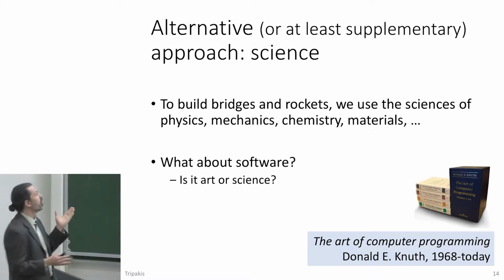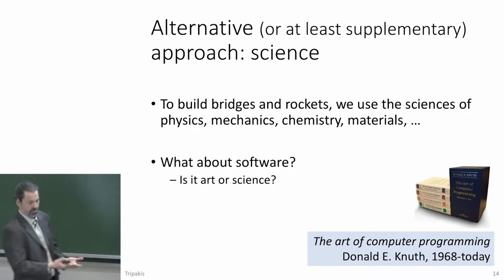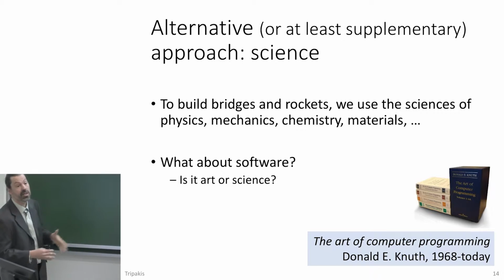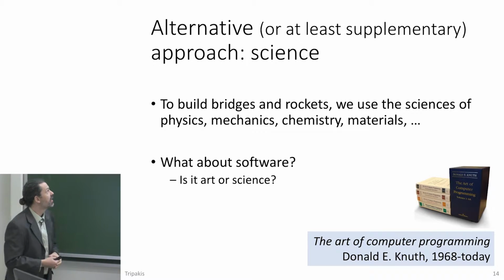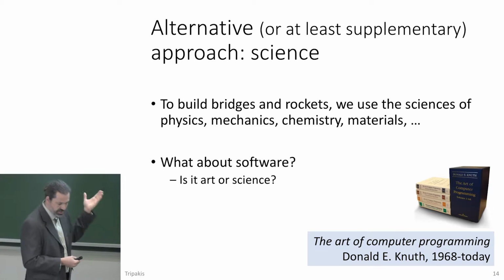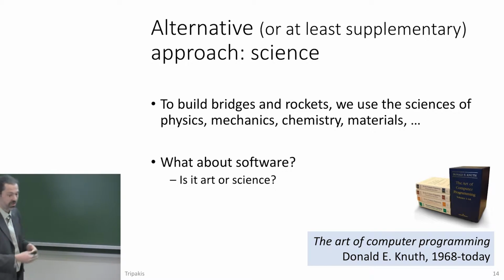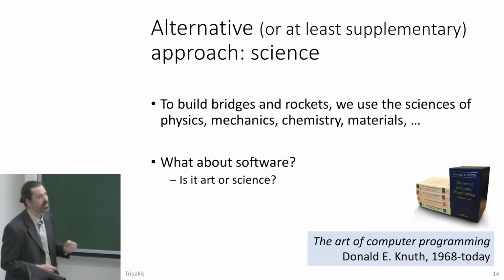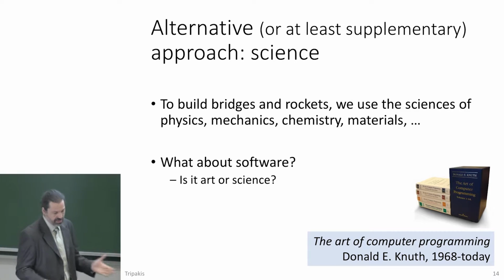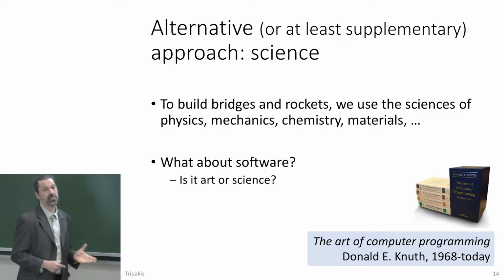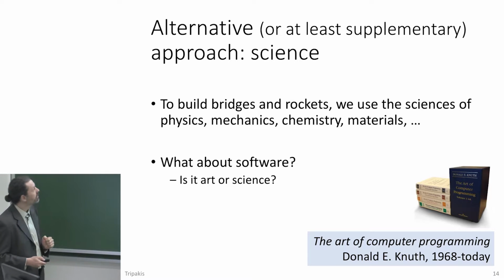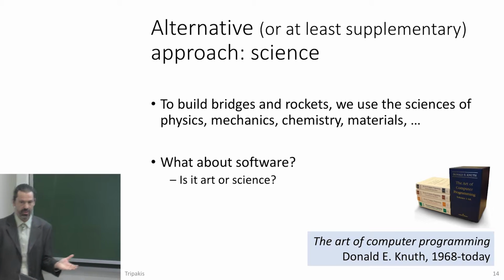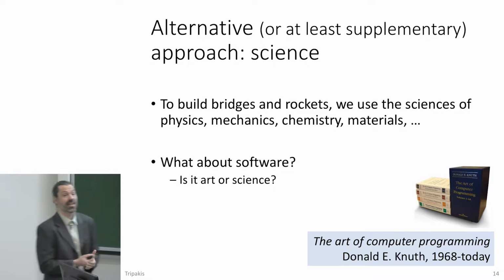And science is not something that appears here for the first time. Humans have been using science in building all other systems as well: bridges, as I showed, and rockets, and so on. All these systems relied on sciences that are mature, that have been around for millennia: physics, mechanics, chemistry, many other disciplines that we understand well. And what about software? What is the science of software? Is there even a science of software?